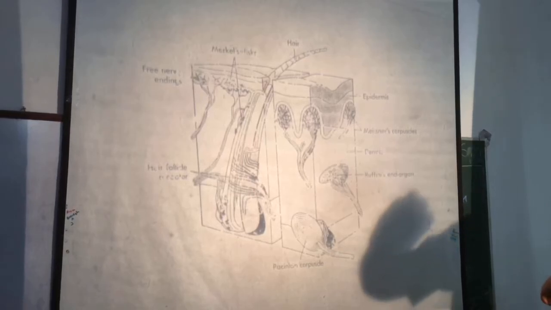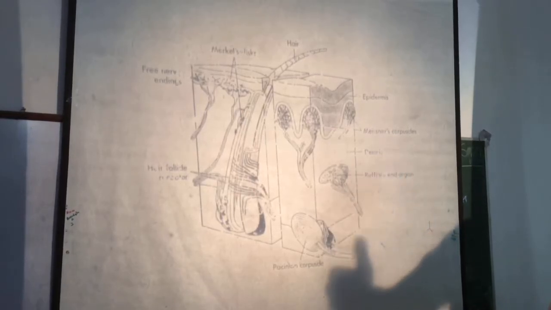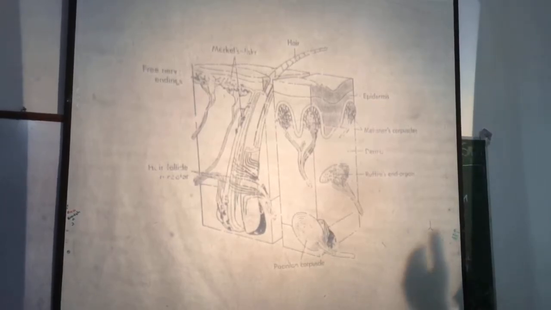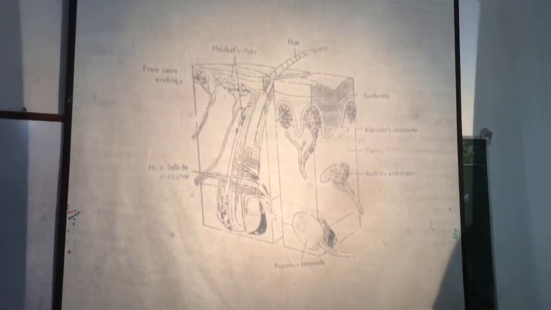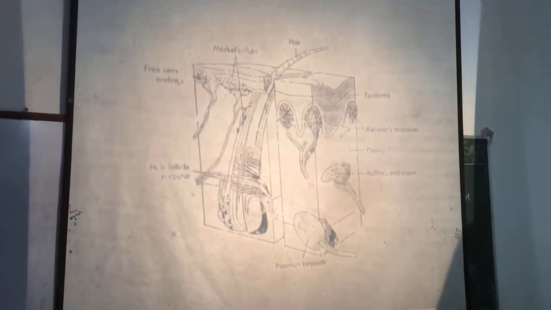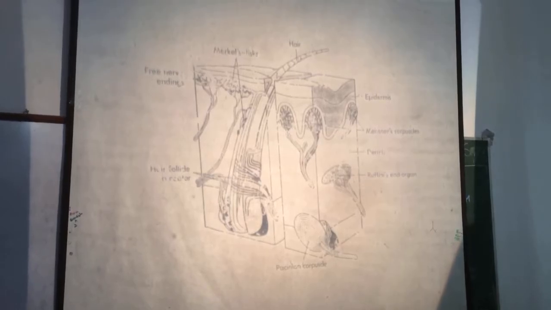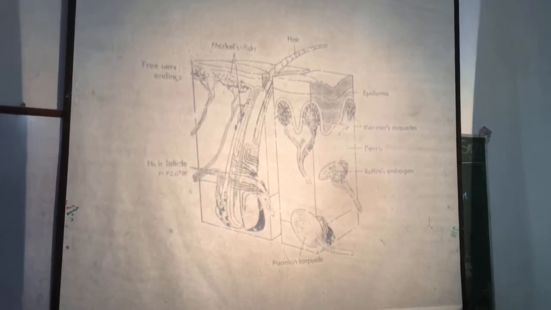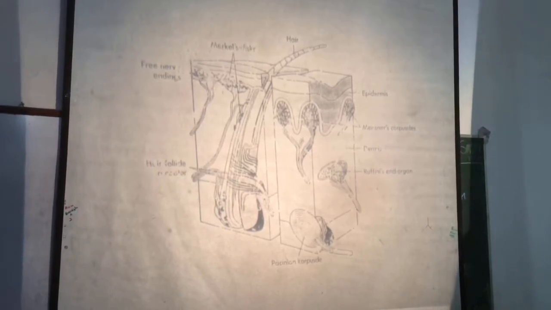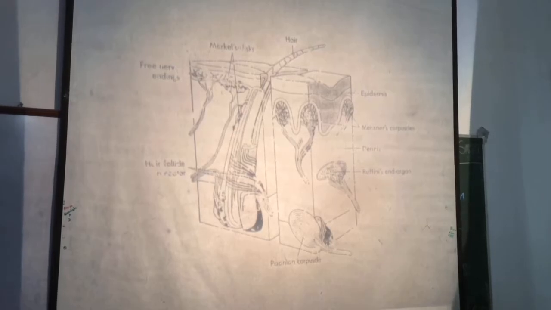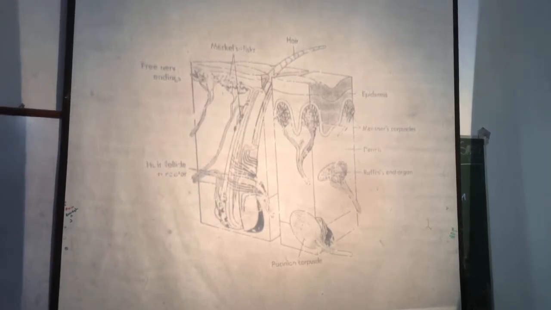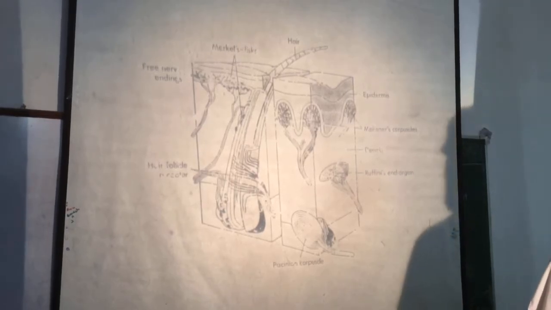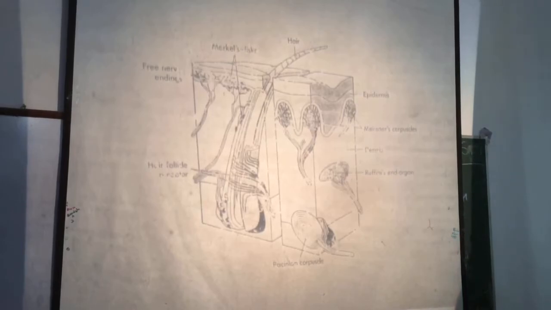Exteroceptors respond to stimuli at the surface of the body. Interoceptors respond to stimuli in the body, say pain receptors, taste receptors, baroreceptors, which respond to blood pressure changes. So these are the interoceptors.